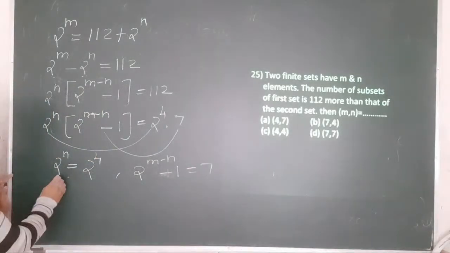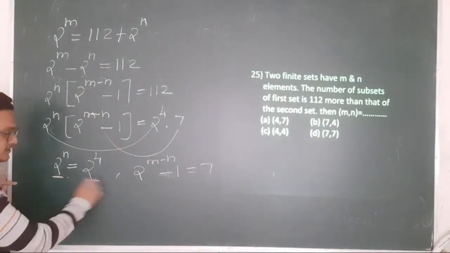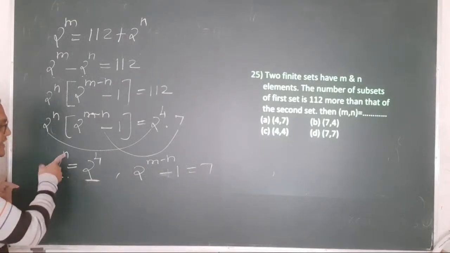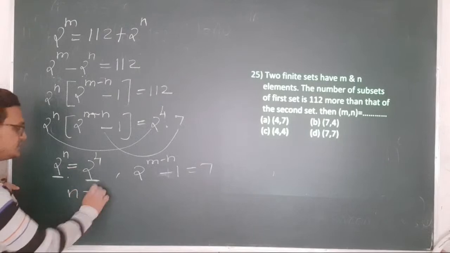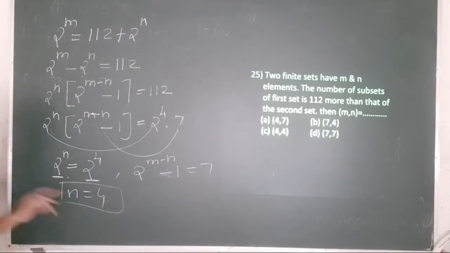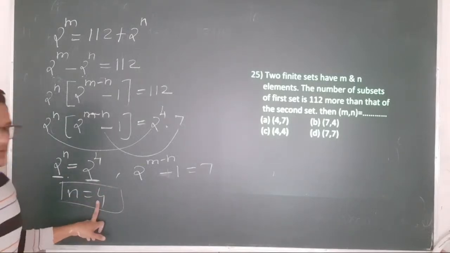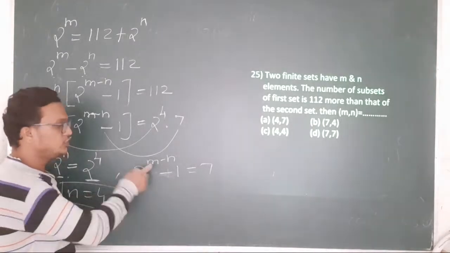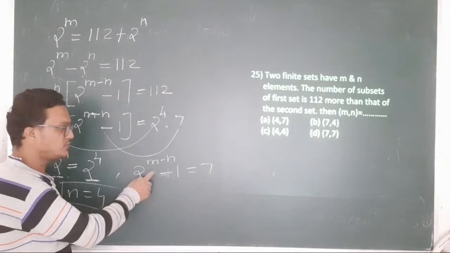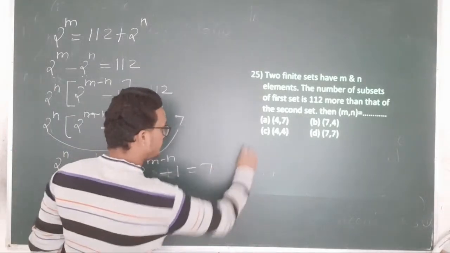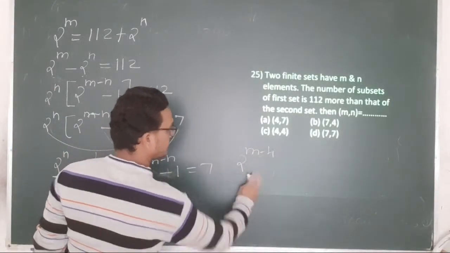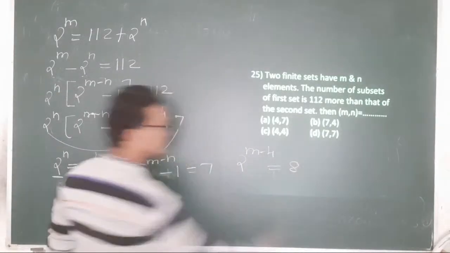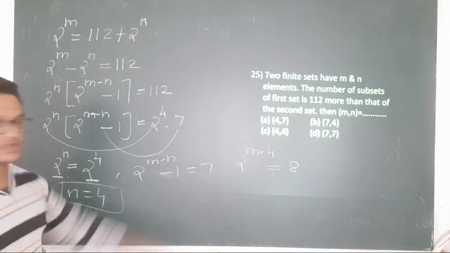Now see, bases are same, in between equal sign is there. So therefore equate their powers. So here n is equals to 4. Okay, n is equals to 4. Now this n value you put in this one. So here 2 to the power m minus 4, and this minus 1 transfers to that side, it becomes plus 1. So it is 8. 7 plus 1 is 8.